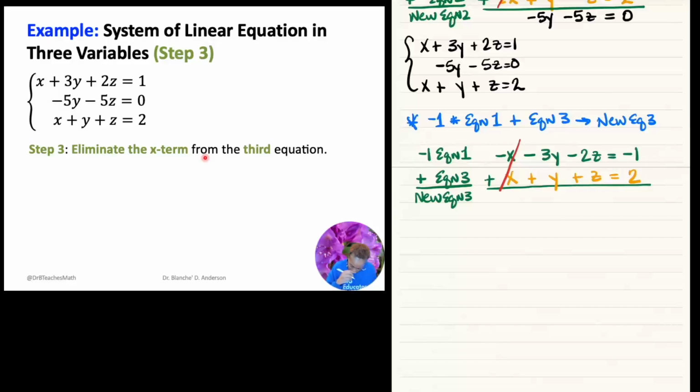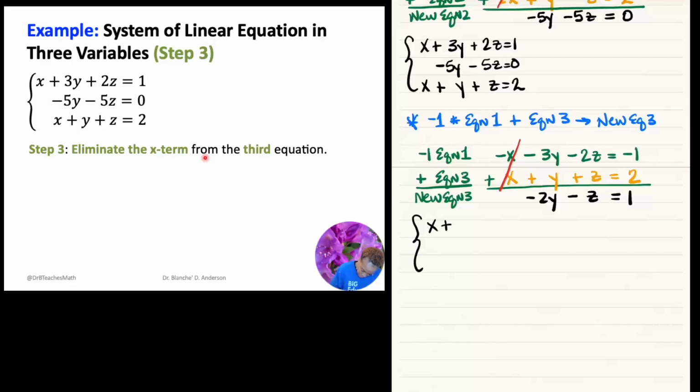We end up with -3y. That's going to be a minus 2y, right? And then -2z, or -2 minus z, excuse me, that's going to be a minus z. And then -2 minus 1, that's going to be a positive 1. So that is my new equation 3.